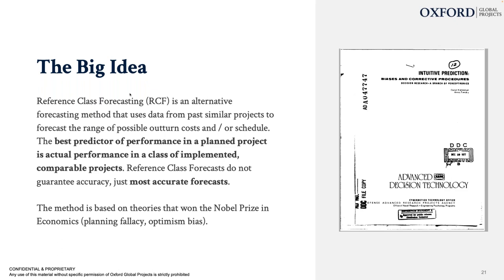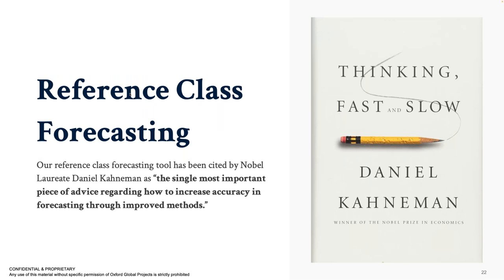It's also been cited as the single most important piece of advice regarding how to increase accuracy in forecasting through improved methods. And if you haven't already read it, I strongly recommend Thinking, Fast and Slow by Daniel Kahneman as a really interesting read on many levels and walks in life. It's not just interesting from an estimating point of view.